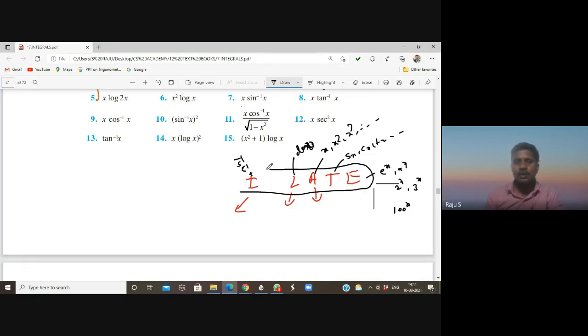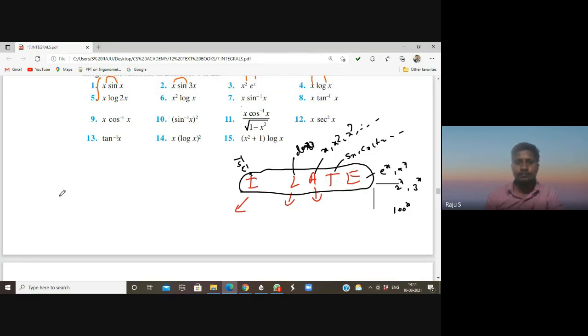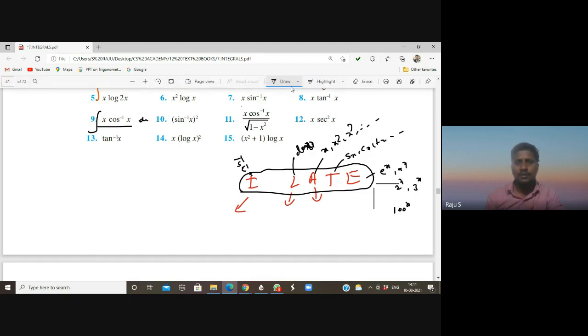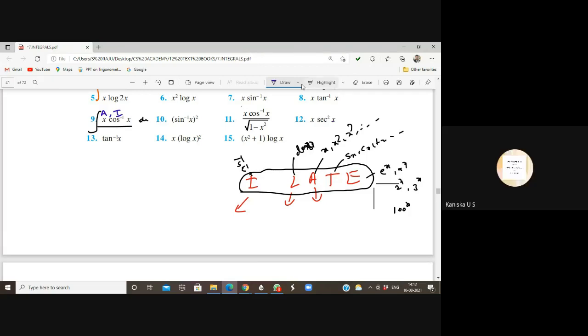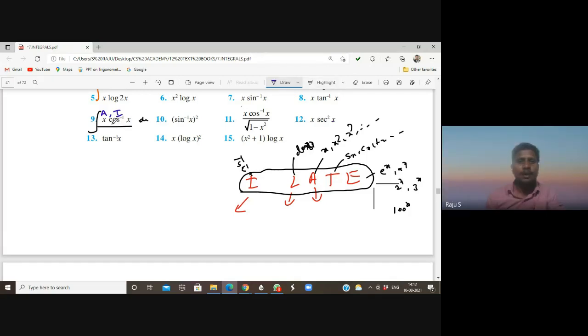In this order only you can consider u and v. For example, integral x cos inverse x dx. What is u, what is v? First we have to identify the functions. Cos inverse is an inverse function, and x is an algebraic function. In this order, which comes first, I or A? I. So cos inverse x is u, and x is v.